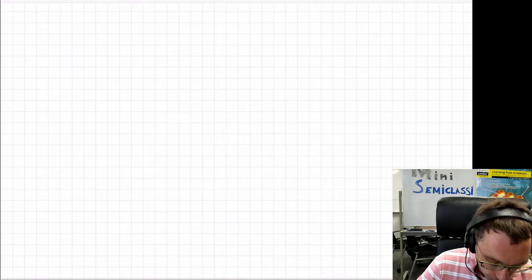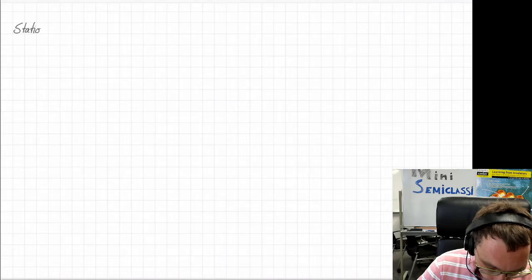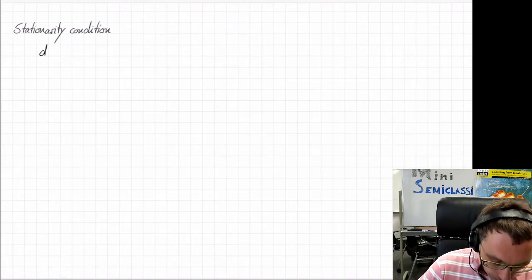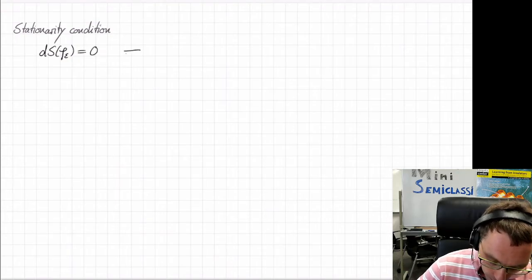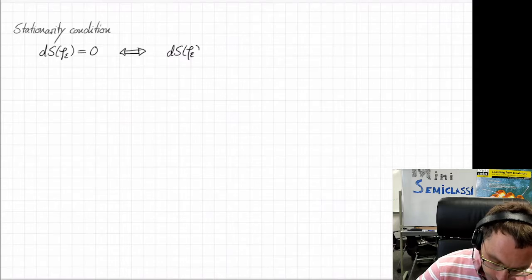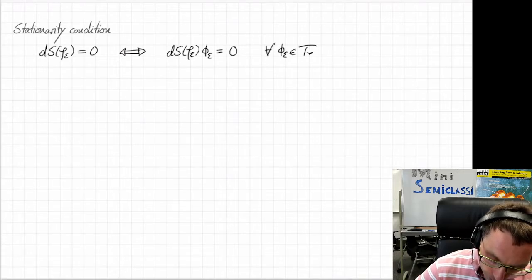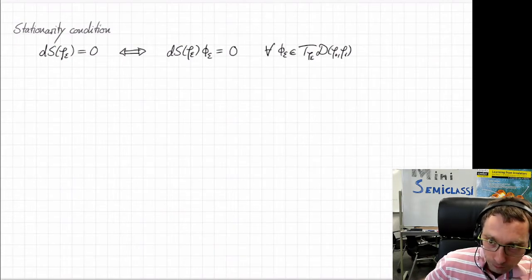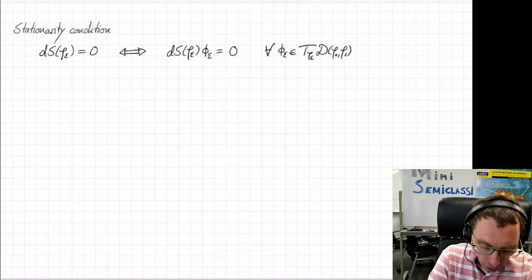So now let's compute the stationarity condition. The stationarity condition dS at phi epsilon is equal to 0 means that dS phi epsilon applied to all tangent vectors phi epsilon is equal to 0. But here it's a tangent vector to the domain of the functional. So this is the slight curveball. And now we just need to compute it, right?